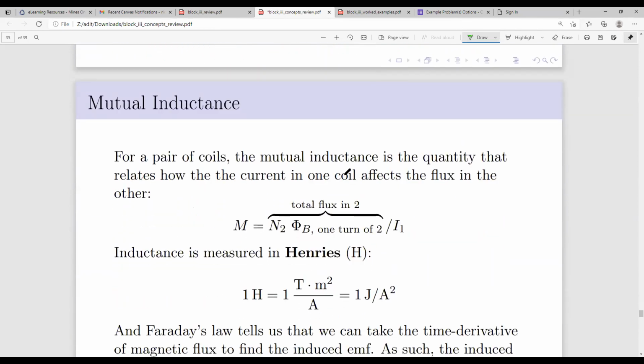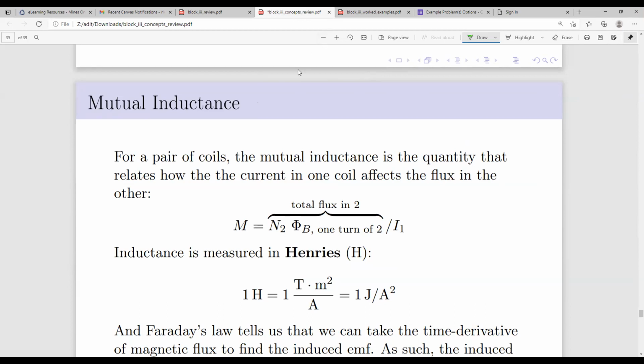Okay, and last big topic, I think, for block 3 was inductance. And Tyler, correct me if I'm wrong, but I don't think self-inductance is usually tested. I would bet my life that it's not going to be tested.